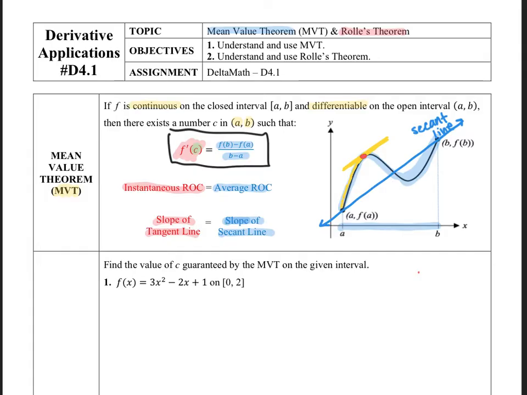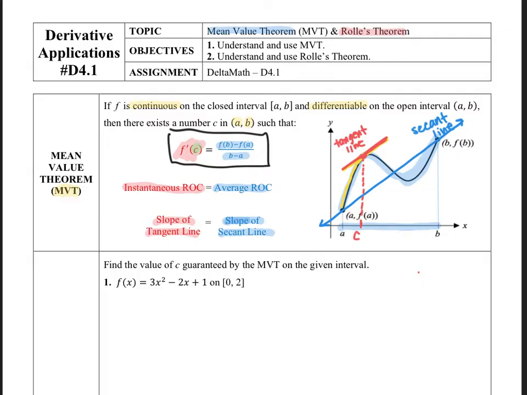And it's a little bit before I hit that maximum point, because once I hit that maximum point, I would be going horizontally and I'd have a slope of 0. So I've identified a point about right here where this tangent line is parallel to the secant line and therefore has the same slope. If I go down, that is this value c that's guaranteed by the mean value theorem.